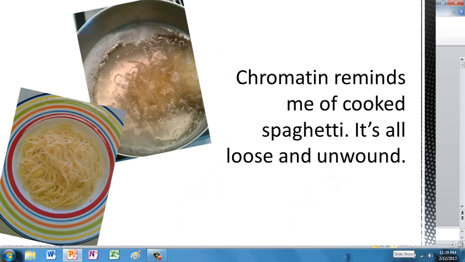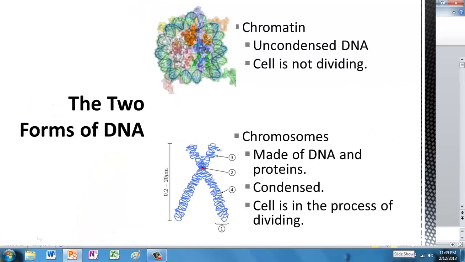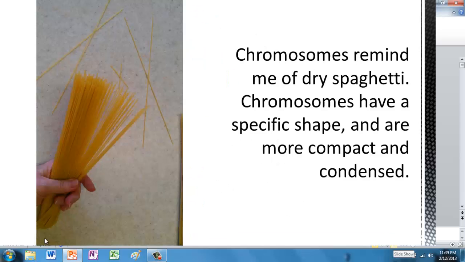To me, chromatin reminds me of cooked spaghetti. It's loose and unwound and kind of just in a relaxed state. Kind of looking tasty if we had some sauce. Chromosomes are also made of DNA, but it's DNA and proteins that have condensed the DNA into this very specific shape. When DNA is in this form, it means that the cell is in the process of dividing. And with our spaghetti analogy, it kind of reminds me of uncooked spaghetti. It's got a specific kind of compact shape.